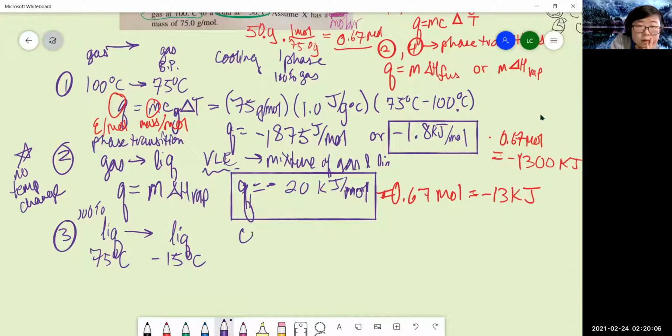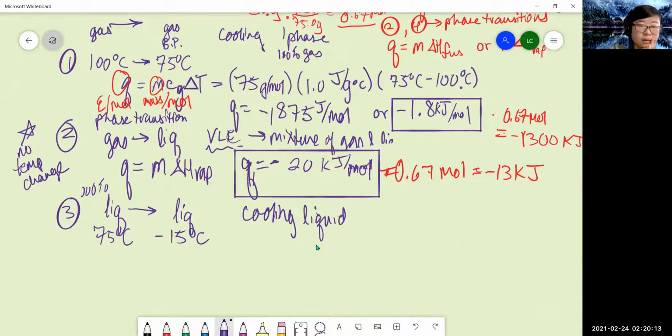And this is cooling liquid in one phase. So now our temperature is just changing. You just need to do Q equals MC_L delta T.